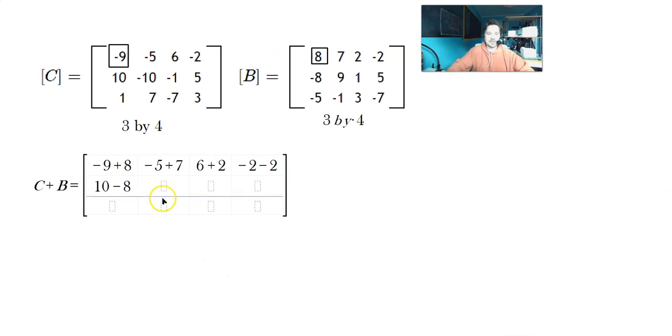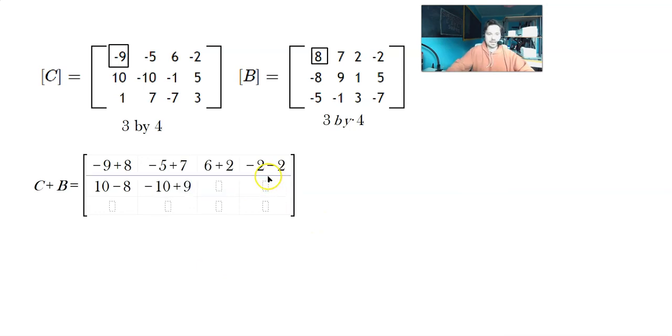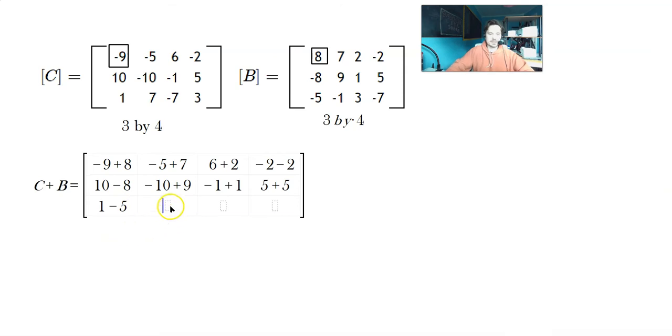Entries in matching positions, you have to add those. Negative 10 plus 9. Next one here, negative 1 plus 1, and then 5 plus 5. Next row, 1 minus 5. The next value will be 7 minus 1. The next one will be negative 7 plus 3, you see. And the last one will be 3 minus 7.